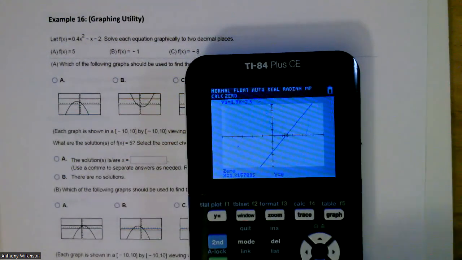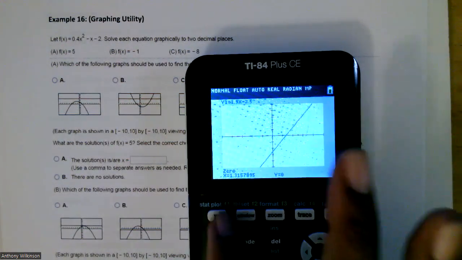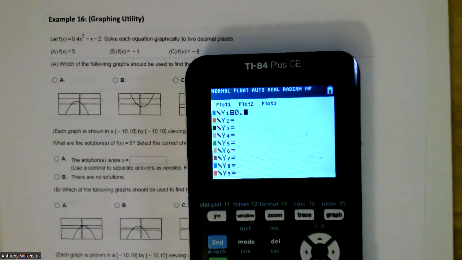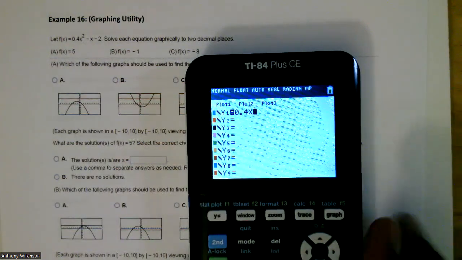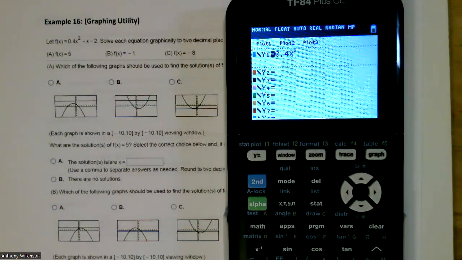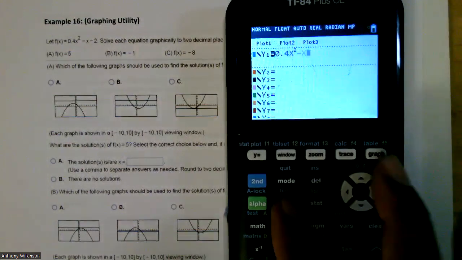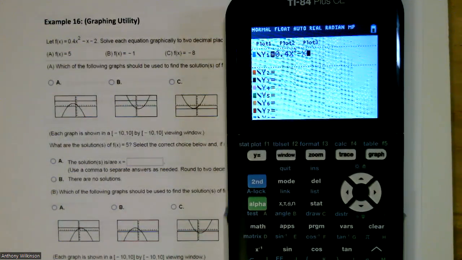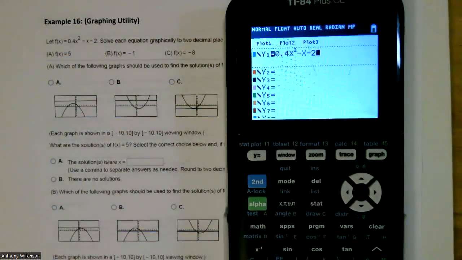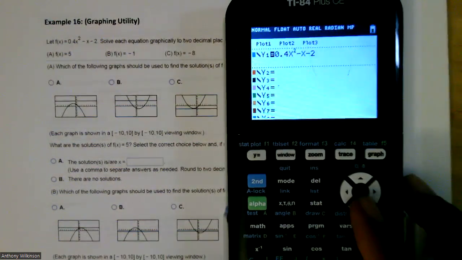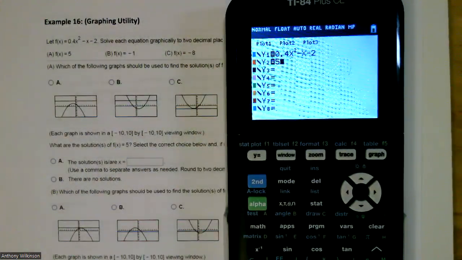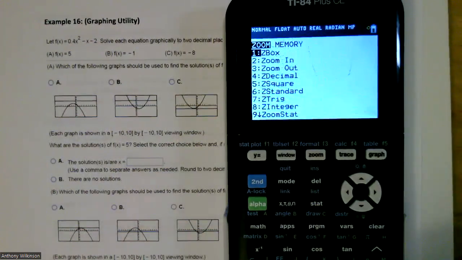Okay, here's how we enter that in. Let's go to y equal, and I'm going to clear this equation out and enter this equation as 0.4, press the X,T,theta,n key for your x, and then square it with the x squared key, minus x, and then minus 2. That's going to go in y1. Now in y2, we're dealing with f of x is equal to 5, so I'm going to type in the number 5. Then I'm going to do zoom 6 for the standard window.